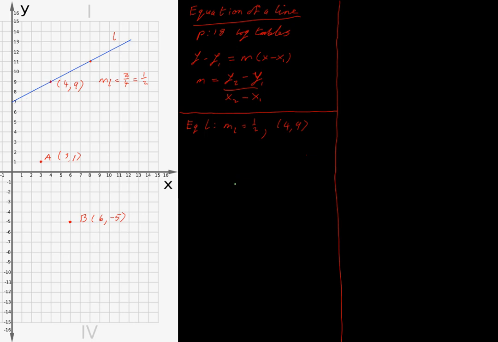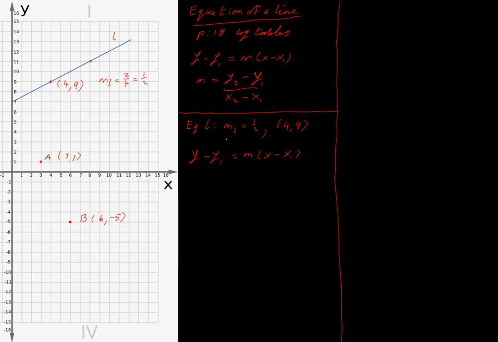Now, I want the equation of the line. The second I hear that phrase in my exam paper, I'm opening up page 18 in my log tables, and I'm looking for this formula here, and I'm going to write down my formula. So y minus y1 is equal to m times (x minus x1). That's the formula I use any time I hear equation of the line.